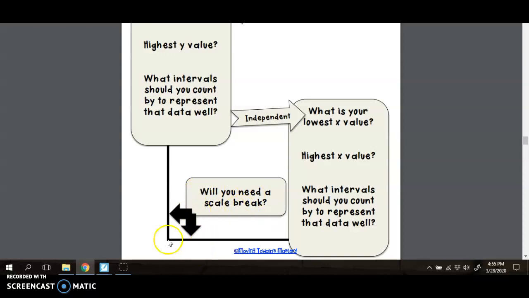Will you need a scale break? Those are those big kind of squiggly lines that all of a sudden jump. So if you're going all the way from 0 to 100, you might want to do that. Okay, and then if you're going up from 100 and going up by 10s from there, that would be a great idea to just use that kind of little squiggle line.